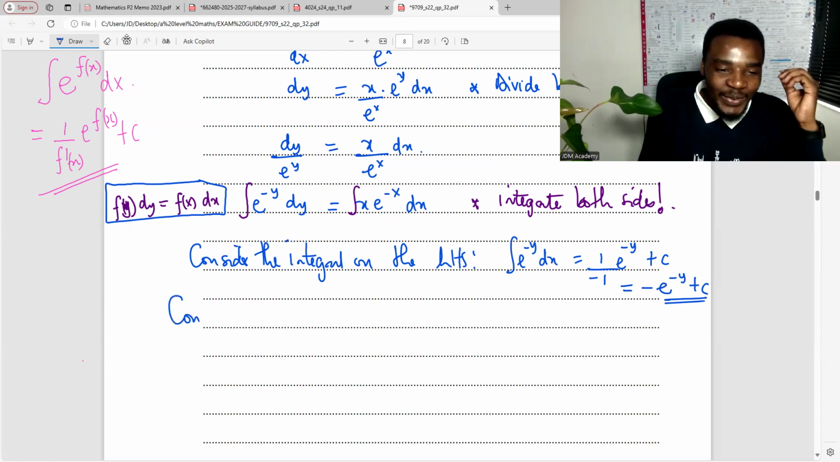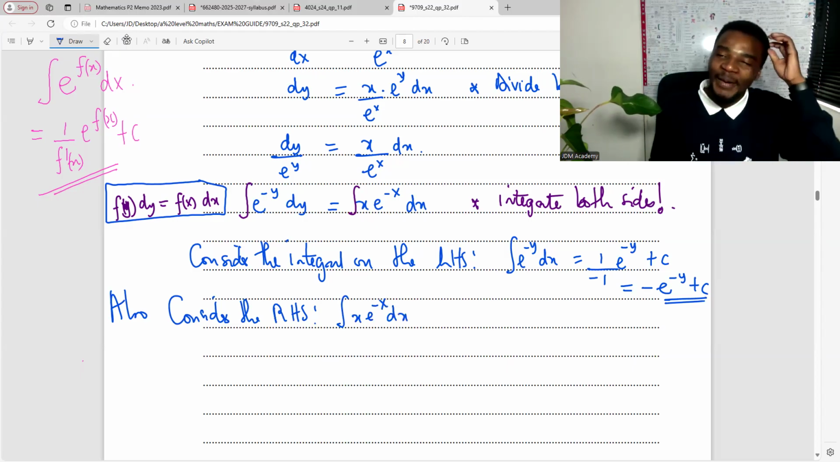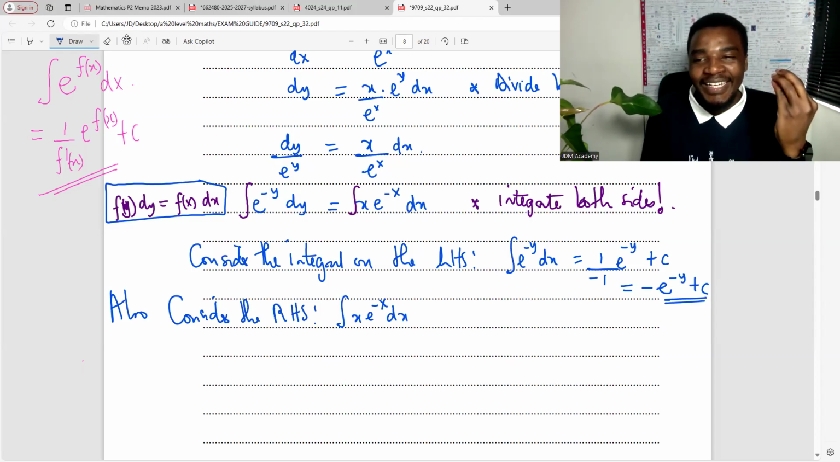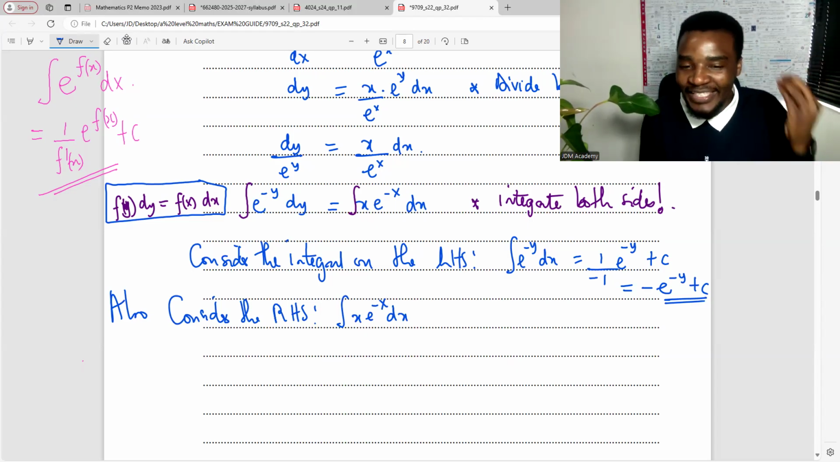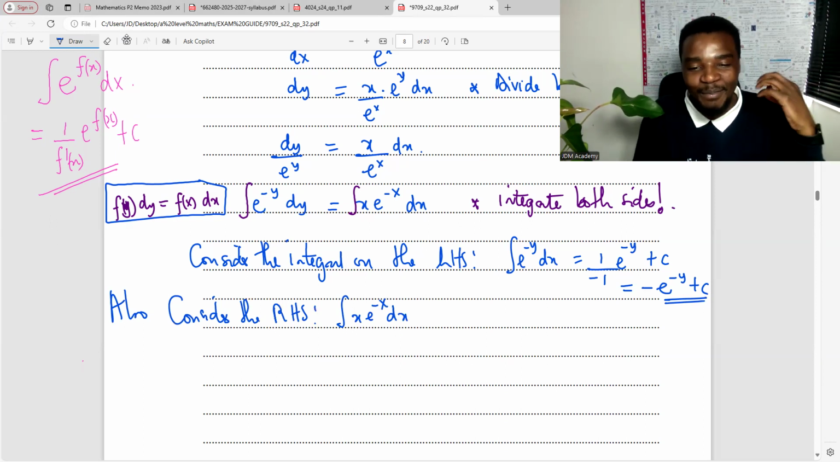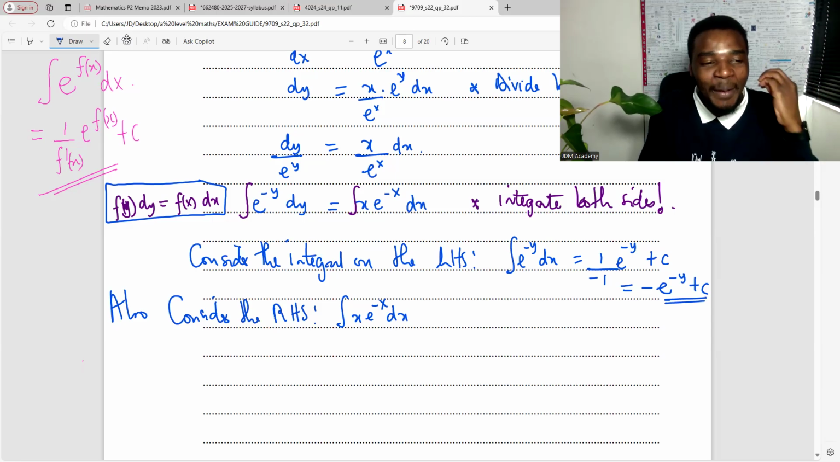Let's also consider the right hand side. The right hand side is the integral of x times e to the power of minus x dx. This is quite interesting. We want to integrate the product of two functions. We have the polynomial function x being multiplied here with an exponential function which is e to the power of minus x. So how are we going to tackle this problem?